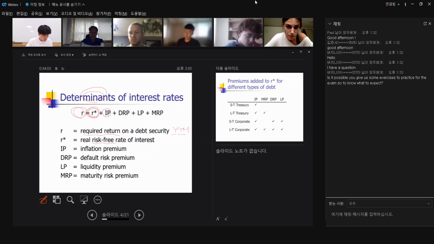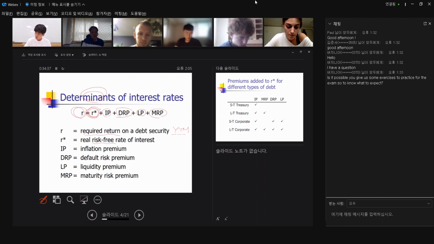IP is inflation premium. DRP stands for default risk premium. LP stands for liquidity premium. MRP stands for maturity risk premium. The more detailed explanation is on page number 240, equation 7.1 there, and the definition or explanation of each terminology are there.